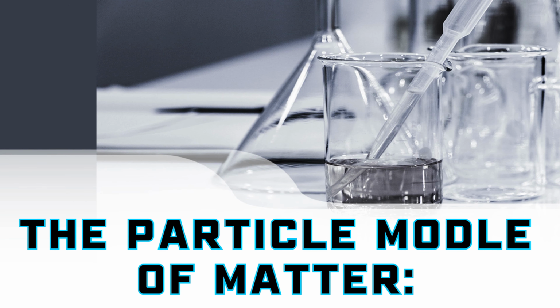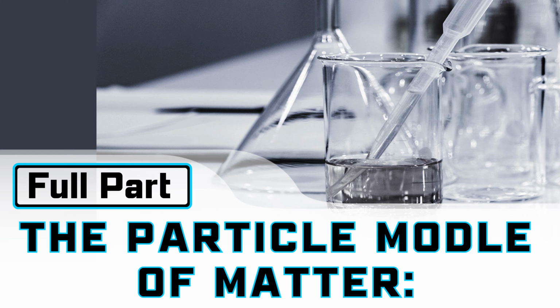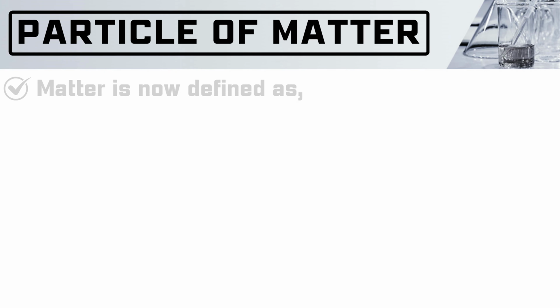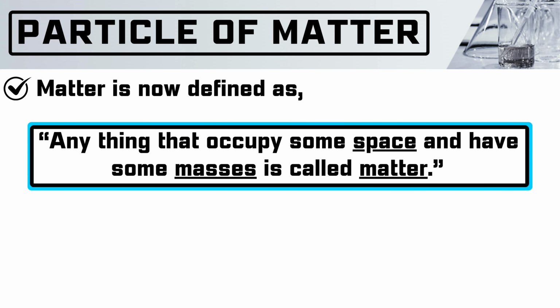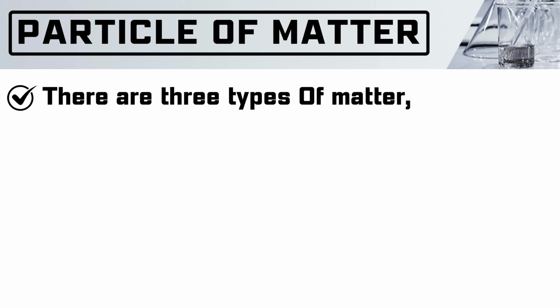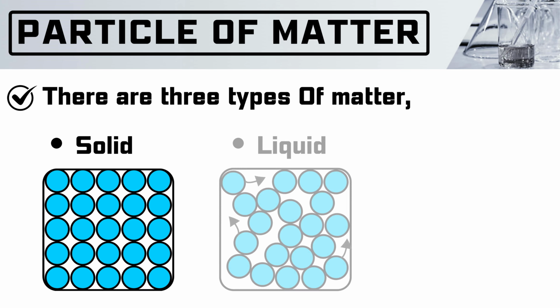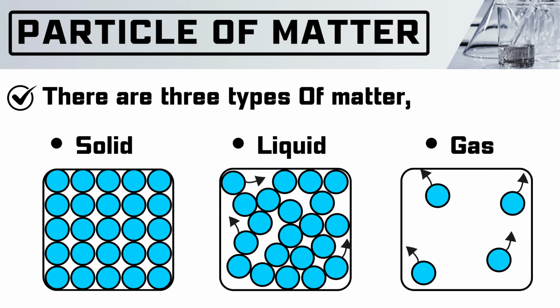Dear students, we'll talk about the particle model of matter. So, first question: what is matter? Matter can be defined as anything that occupies space and has some mass. There are three types of matter: solid, liquid, and gas.